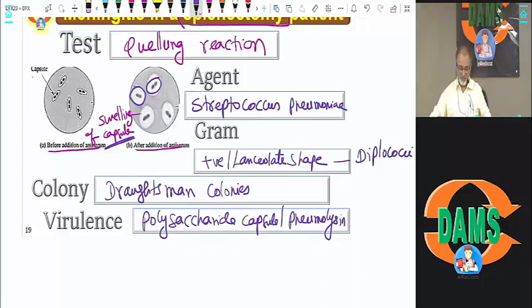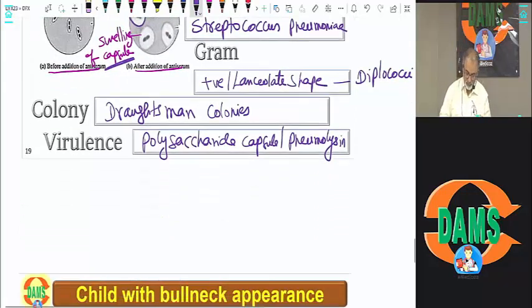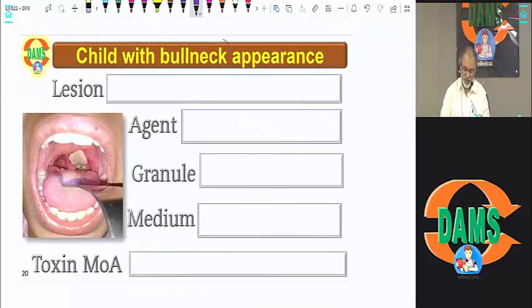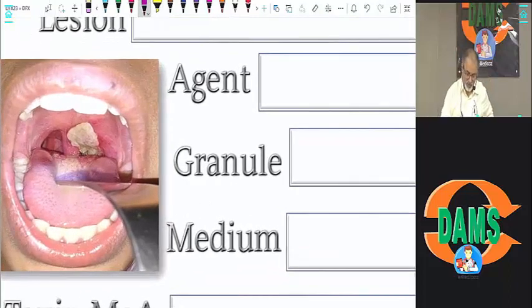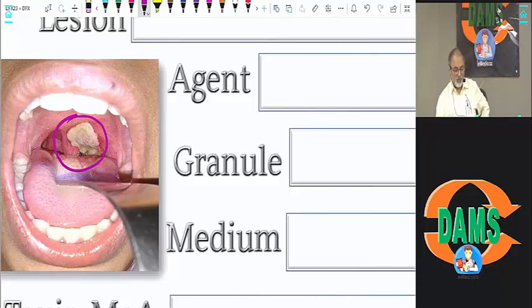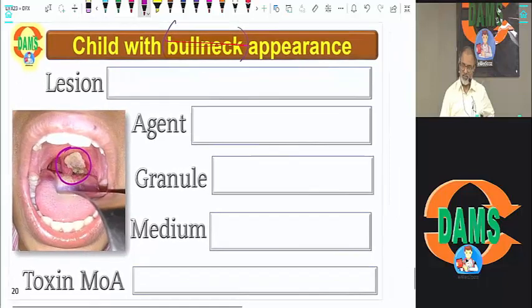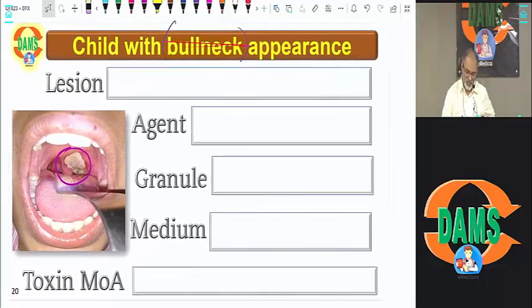Okay, next is child with bull neck. That's all. So if you are good in theory, after reading the first line itself, you say it is diphtheria. My kids are saying, sir, that is diphtheria, sir. Yes. First differential diagnosis, diphtheria, acceptable. After seeing the oral cavity, what you are finding? Pseudomembranous tonsillitis. So your diagnosis is perfect. What is the lesion? Pseudomembranous tonsillitis.